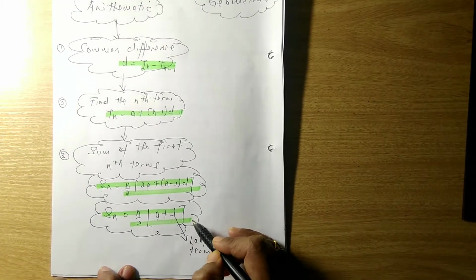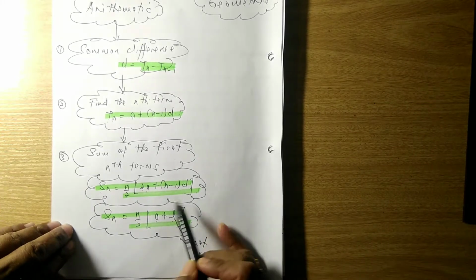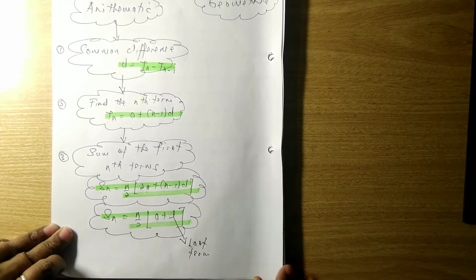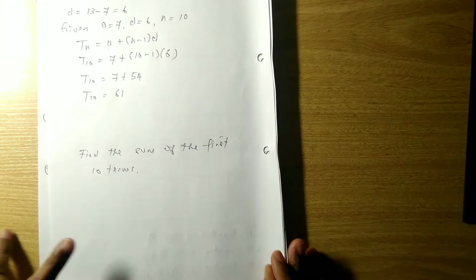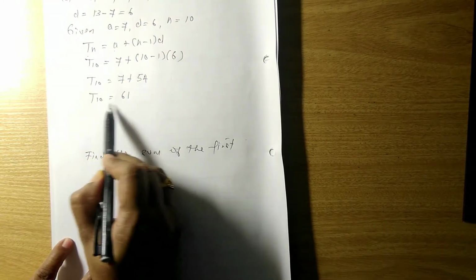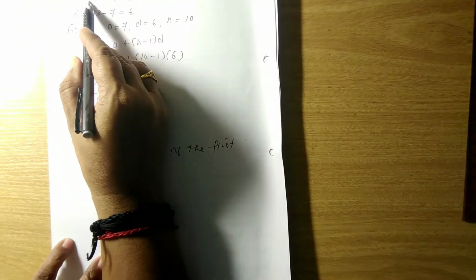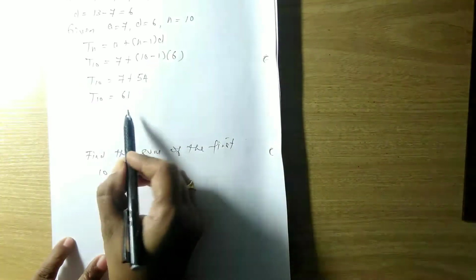So anyway, it depends on the question. Sometimes you are able to use this straight away. Sometimes you need to do this. Okay, so I'll just show you how this is done using both formulas. We go back to the previous question just now. What I did was, this is my 10th term that we found. That means this progression ends at the 10th term. We start with a is 7. So your T10 is actually 61.